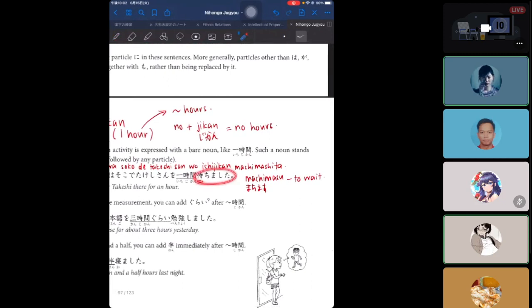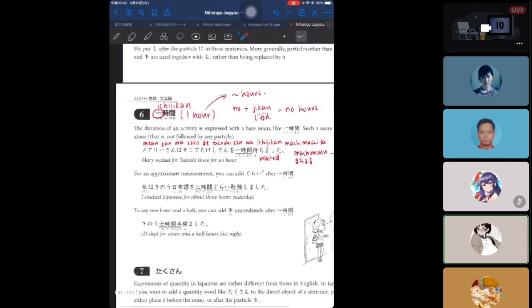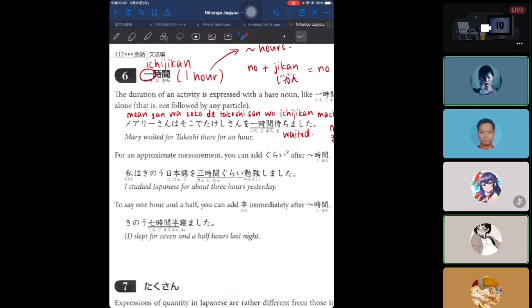So 待ちました is past tense, so basically it's just saying "waited". So in this case, Mary waited for Takeshi for an hour. And you can change it, maybe if it's 2 hours, 2時間, depending on the numbers: 1, 2, 3, 4, 5, 6 and so on. You can just replace the numbers. But you can also say, if you're not so sure and you want to say about or around, then you add ぐらい.